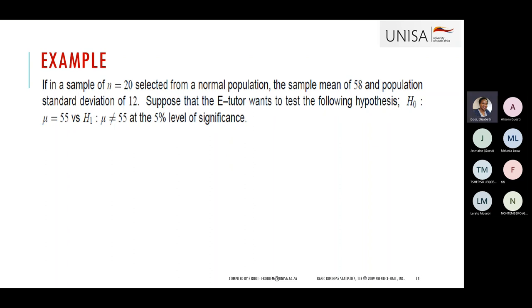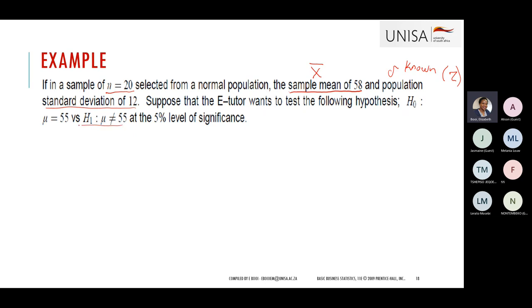Now I need to go back to the question and understand what it is that they have given me. Already they've given me my N, which is my sample size. They have given me my sample mean, which is my X bar. They have given the population standard deviation, which is 12. Therefore, the population standard deviation is known. I can write here that it is known, because that informs me that I'm going to use a z-test. Suppose that an e-tutor wants to test the following hypothesis.